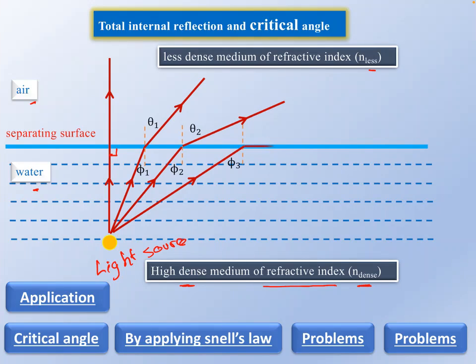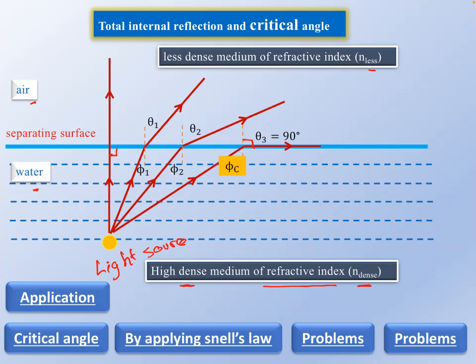the light refracts more, making angle of refraction theta 3, which is 90 degrees. In this case, the refracted light ray, look at this, is called the grazing ray, and phi 3, which is the angle of incidence, is called the critical angle. From this, we can define the critical angle.